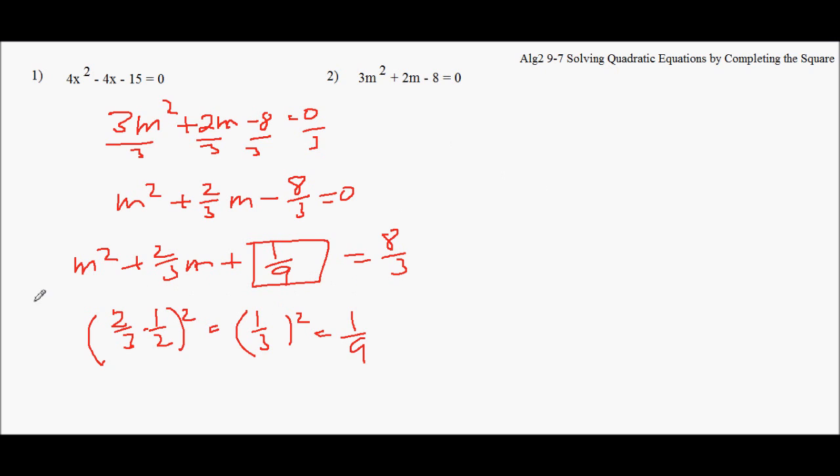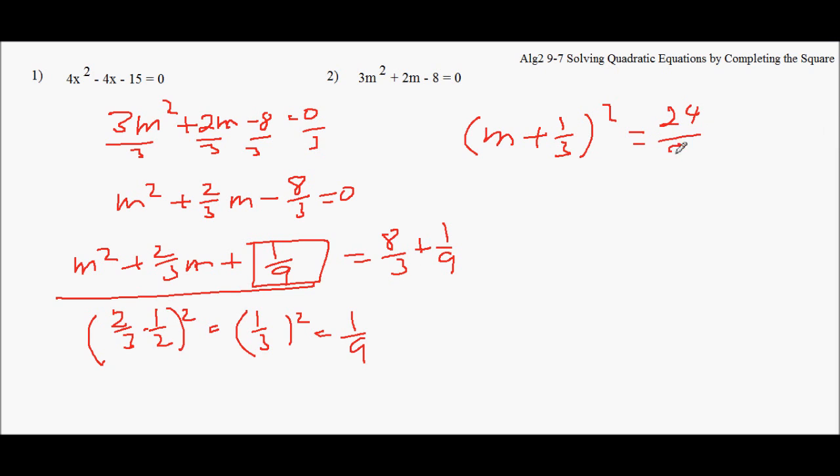And this is my perfect square, so I get m plus 1/3 squared. Oh, I have to add 1/9 over here. If I add 1/9 there, I add 1/9 there. And then I have to multiply 8/3 by 3, so I get 24 over 9 plus 1/9. So m plus 1/3 squared equals 25 over 9.